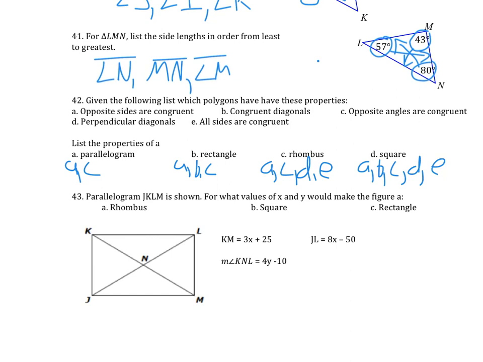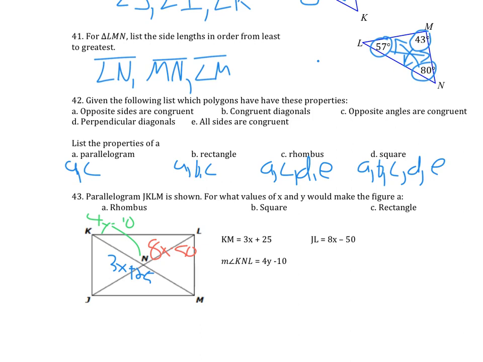All right, 43. So we know that KM is 3x plus 25, and that JL is 8x minus 50. And then angle KNL, that angle there, is 4y minus 10. Now, we want to figure out what values of x and y would make each of these figures.